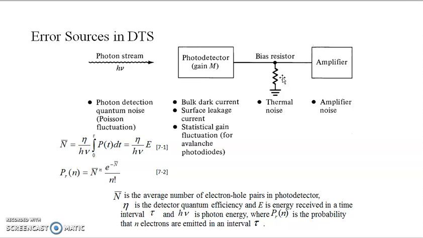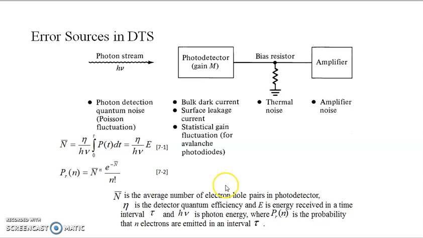So here we have the average number of electron-hole pairs in a photodetector. When light is detected from the stream of photons, it generates a number of electron-hole pairs. How many electron-hole pairs are generated by this detector gives us the power, or you can say the output current. So with more electron-hole pairs, the power will be large, or you can say the current will be large.